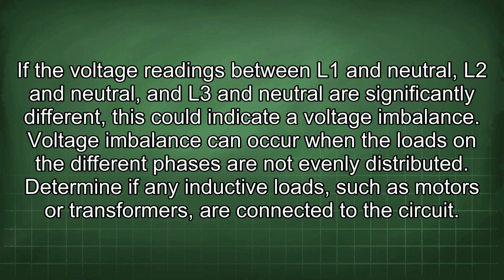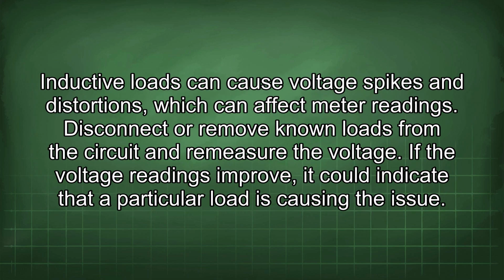Determine if any inductive loads, such as motors or transformers, are connected to the circuit. Inductive loads can cause voltage spikes and distortions which can affect meter readings. Disconnect or remove known loads from the circuit and remeasure the voltage. If the voltage readings improve, it could indicate that a particular load is causing the issue.